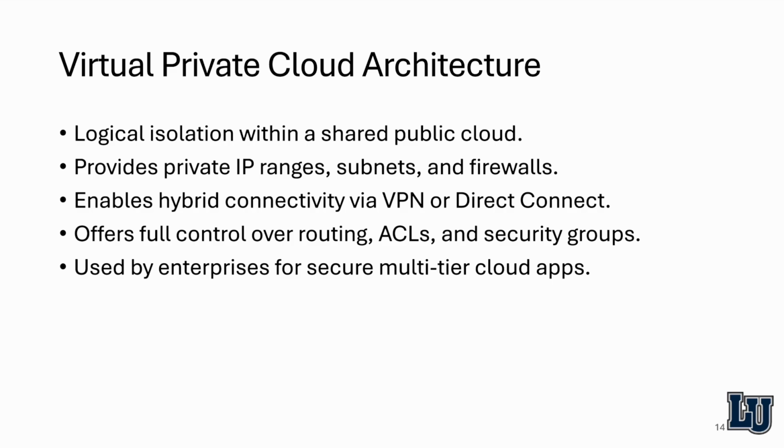If you need to connect your company's network, we use a VPN or a private direct connect link. You also control routing using route tables and NAT gateways, so private systems can reach the internet safely without being exposed. The end result is a secure multi-tier cloud network that behaves like your own on-prem data center but with cloud flexibility.